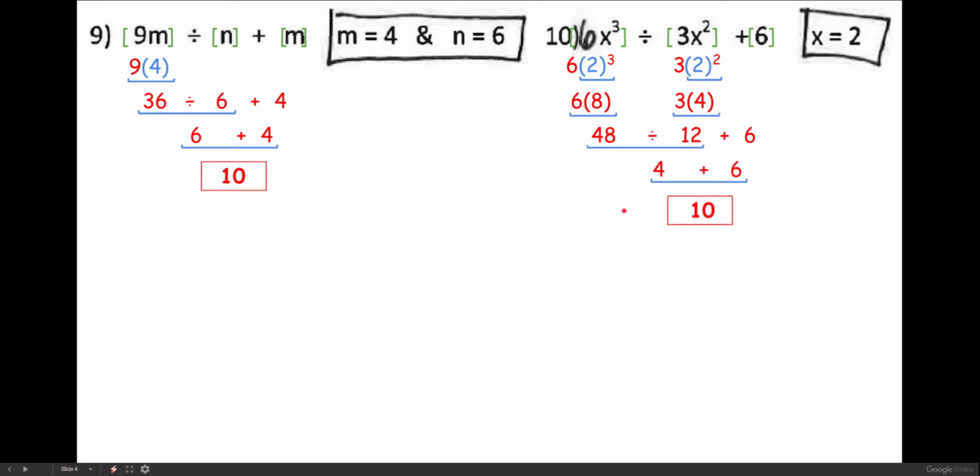And that's how you work through these problems. I actually like that second way a lot better. Do whichever way works best with you. Go ahead and try some problems on your own. Good luck.